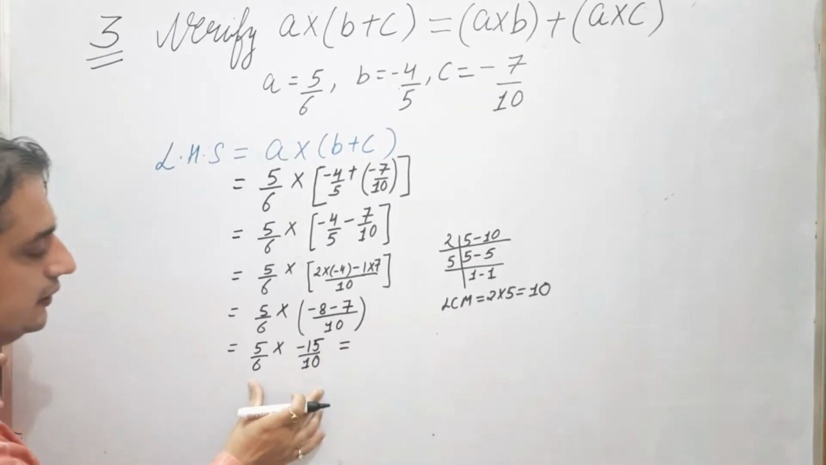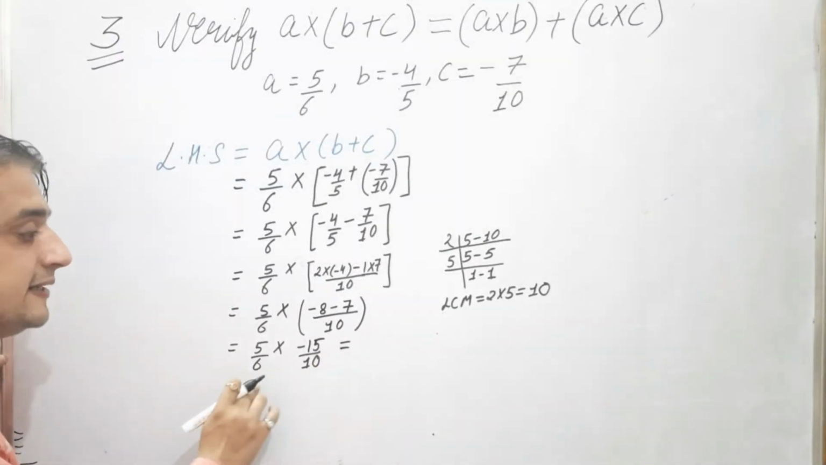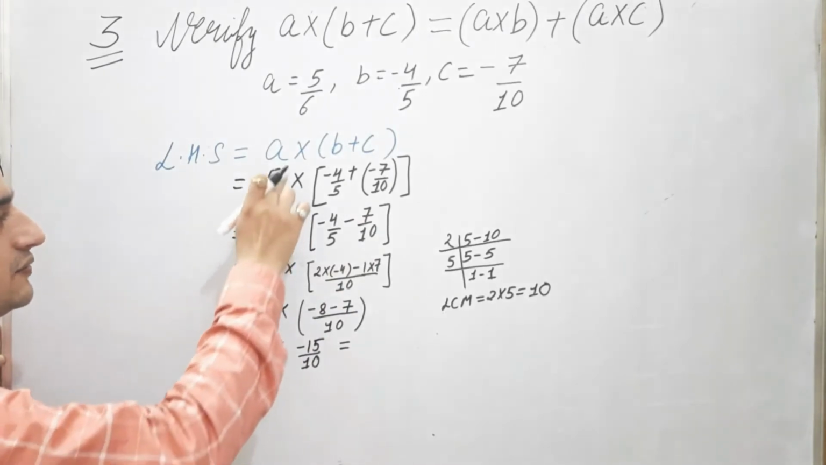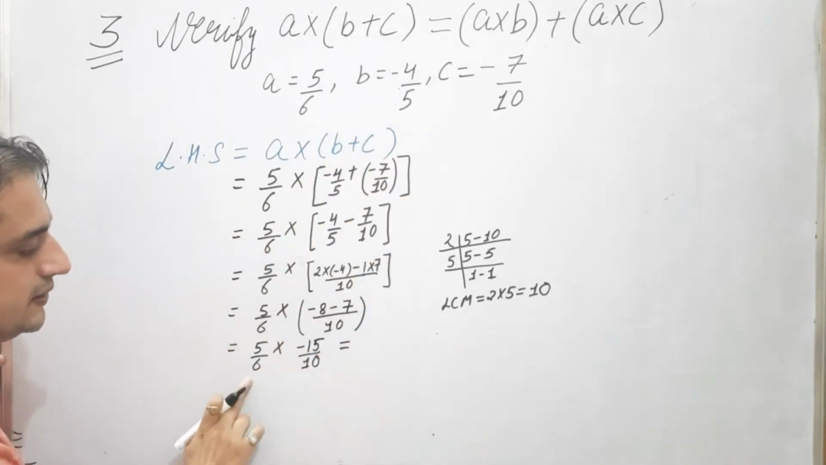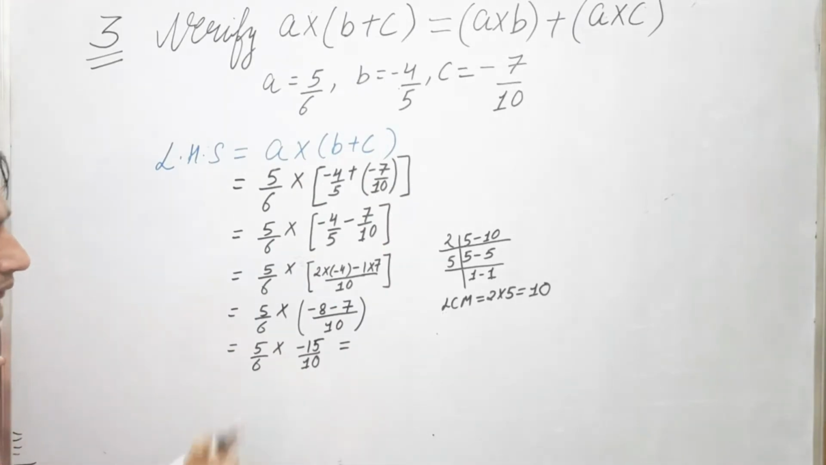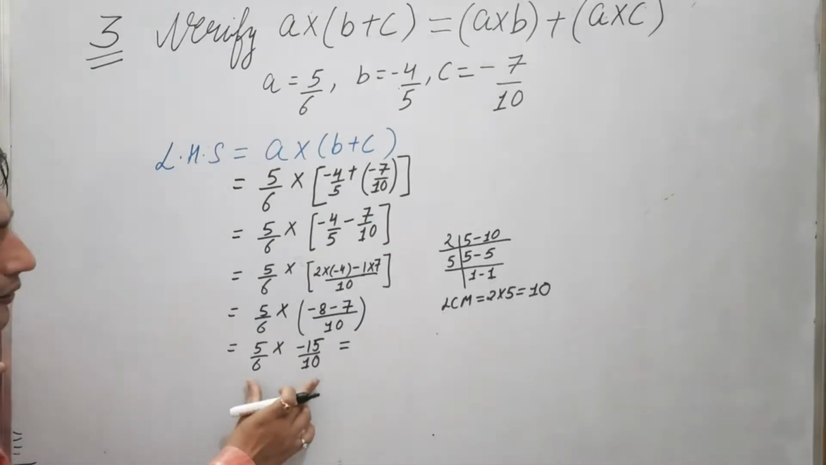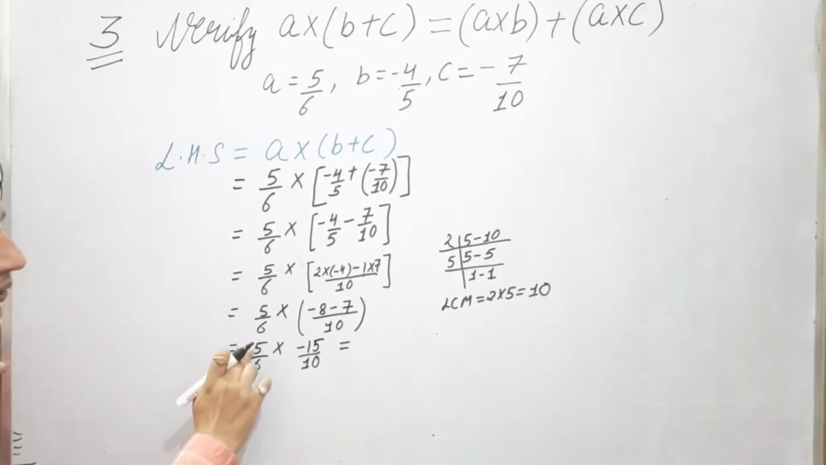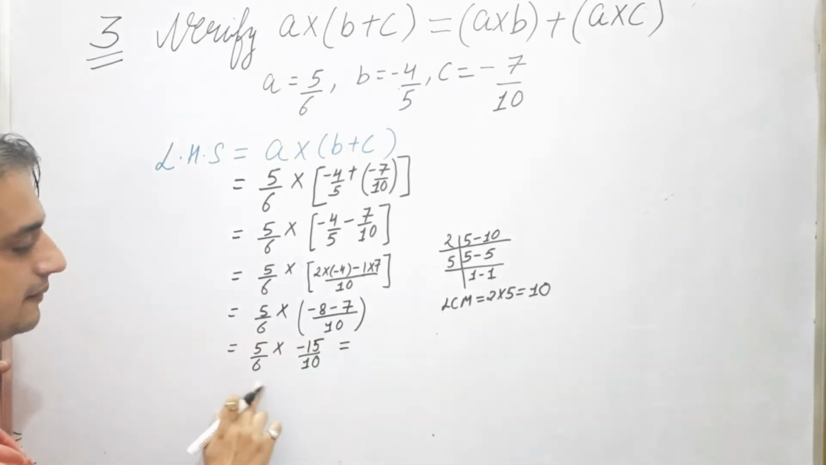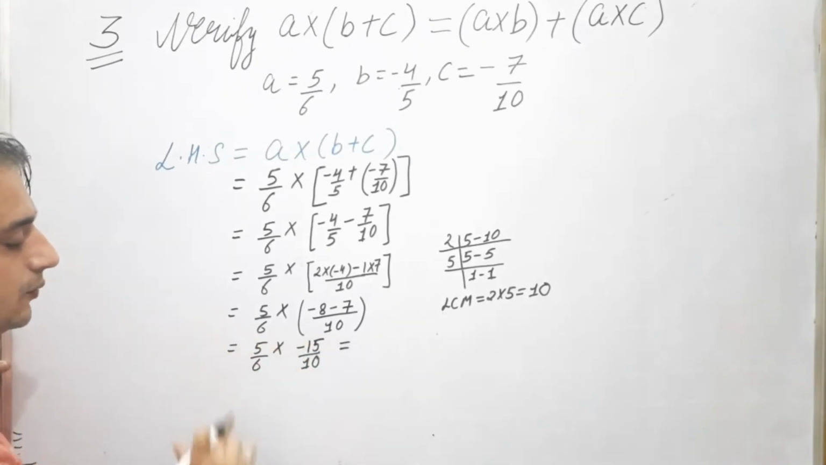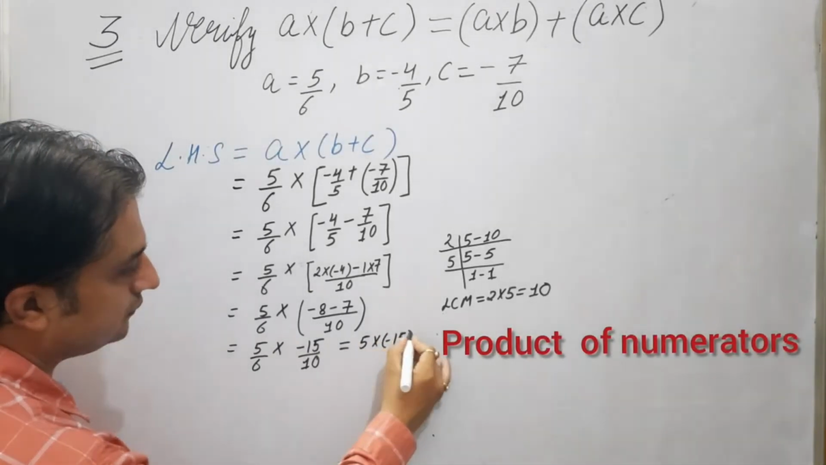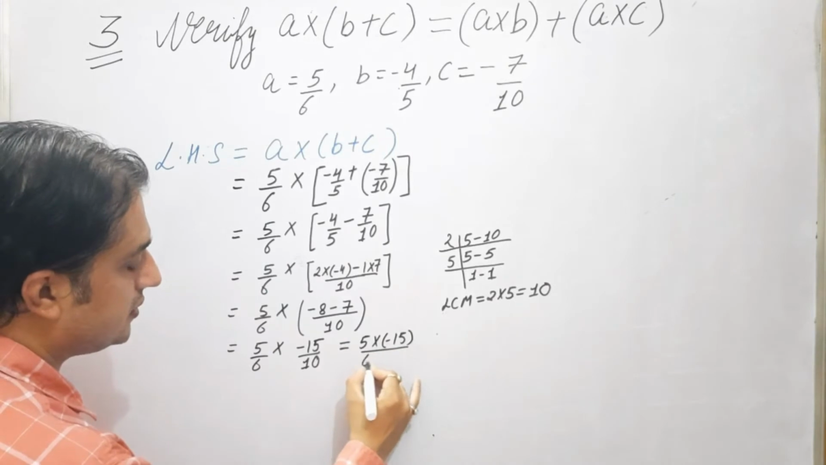Now here, see, the two rational numbers are now multiplied together. Here the first rational number 5 by 6 is to be multiplied with the sum of the two rational numbers. In multiplication, multiply the numerators together and multiply the denominators together. The product of the numerators and the product of the denominators. So it will become 5 multiply minus 15 upon 6 multiply 10.